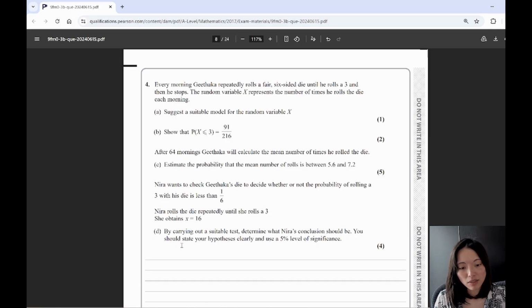Every morning, Jithaka repeatedly rolls a fair 6-sided die until he rolls a 3 and then he stops. So very quickly, we're able to identify that this is a geometric distribution because we are repeating the number of attempts until we succeed. So let's see what the parameters are for this distribution. Rolling a fair 6-sided dice means that p, the probability of success, is 1/6. So we can immediately answer some of the questions.